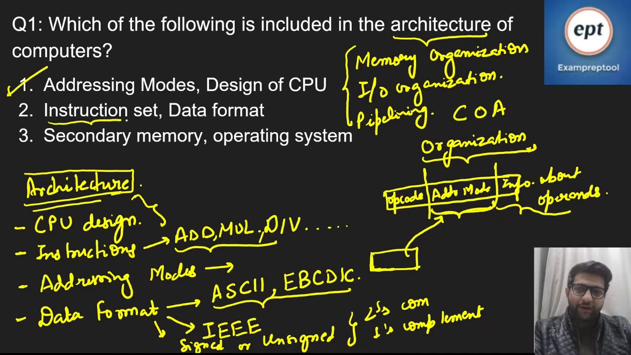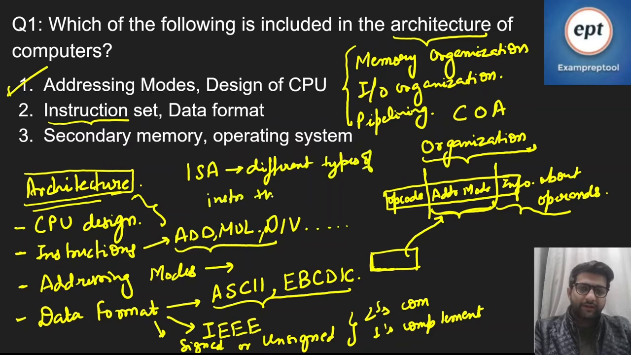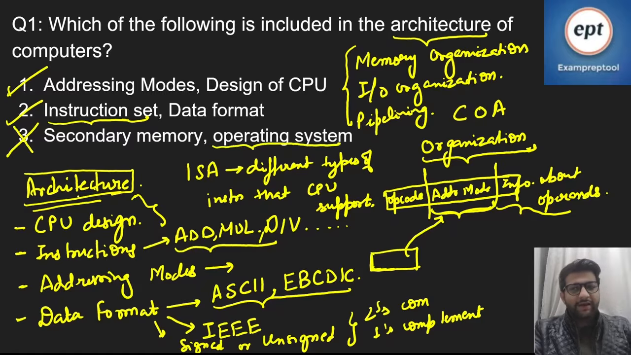So what is instruction set? The instruction set architecture represents the different types of instructions that the CPU supports, right? So instruction set is also a part of the architecture, and the data format is also a part of the architecture. The secondary memory and the operating system. These are not a part of computer architecture. So any operating system can be run on any architecture, right?